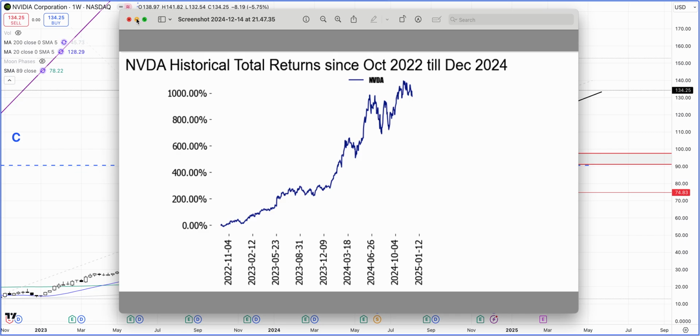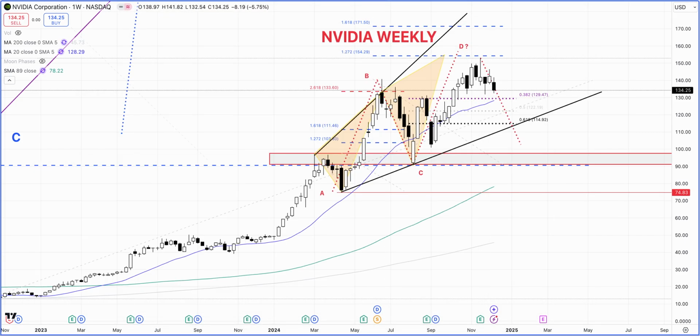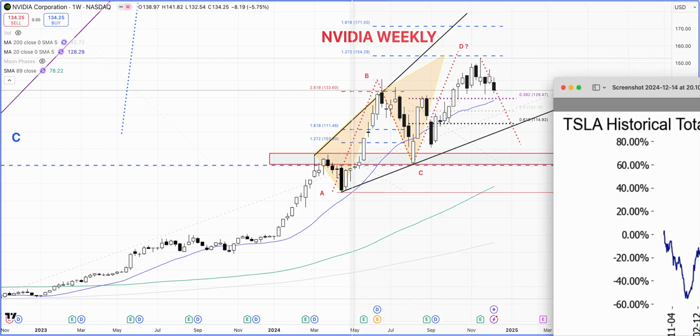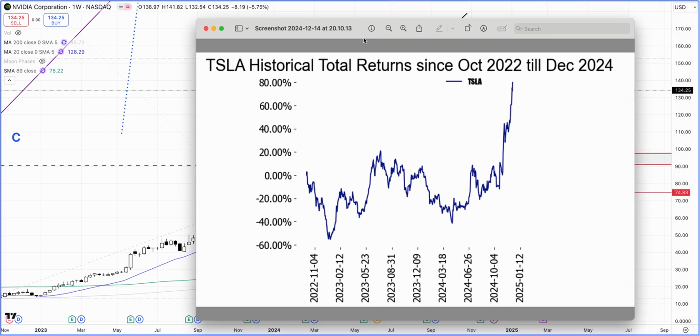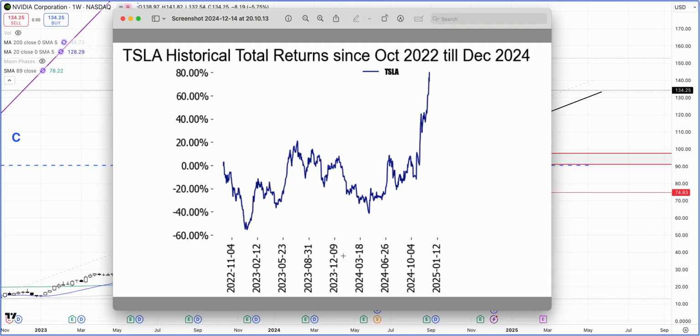Now let's take a look at another favorite of ours which we really like to talk about a lot here, which is Tesla. You can see that in comparison to Nvidia, a very different kind of chart. In fact, in 2022 it didn't really perform that well, but towards the end of 2022 and beginning of 2023, this is where the market actually bottomed for Tesla.